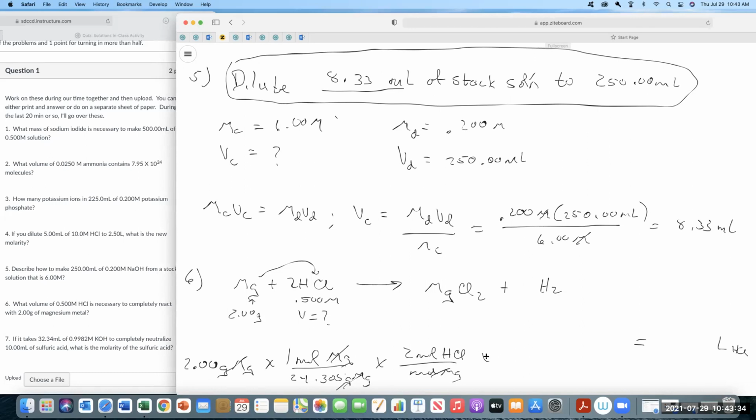And now the last step is we want to go from moles to liters, and we have a molarity. So 1 liter of HCl is 0.500 moles of HCl. And so we do the math. 2 divided by 24.305 times 2 divided by 0.5. So this is going to be 0.329, and again, it's 3 sig figs.